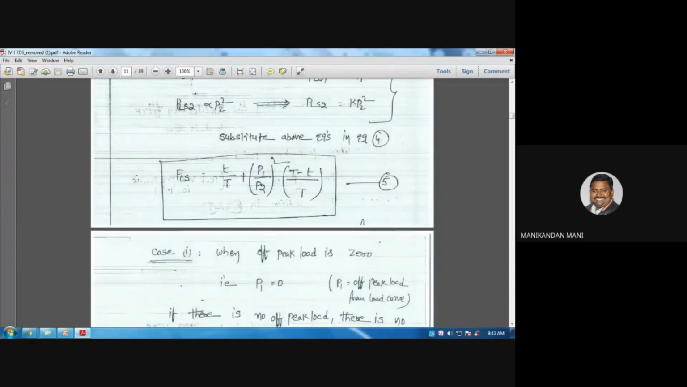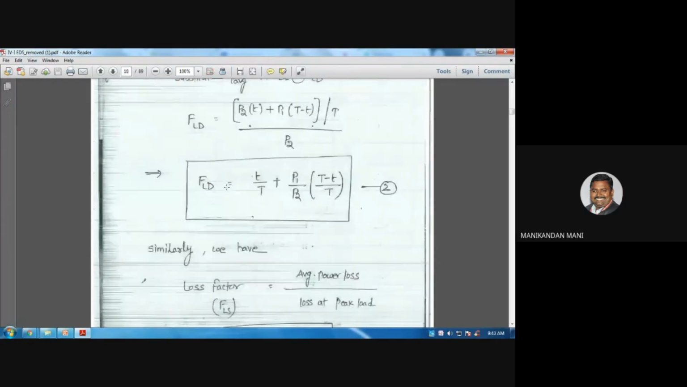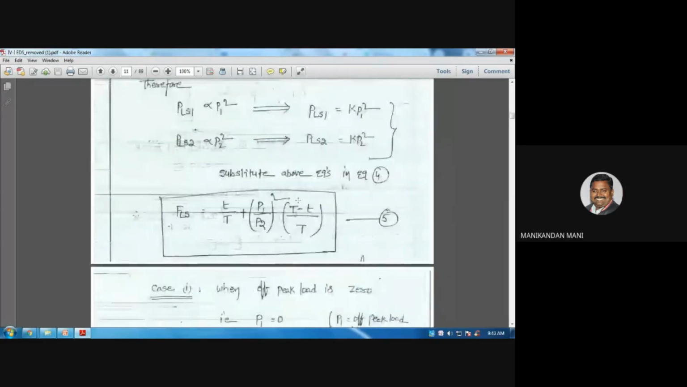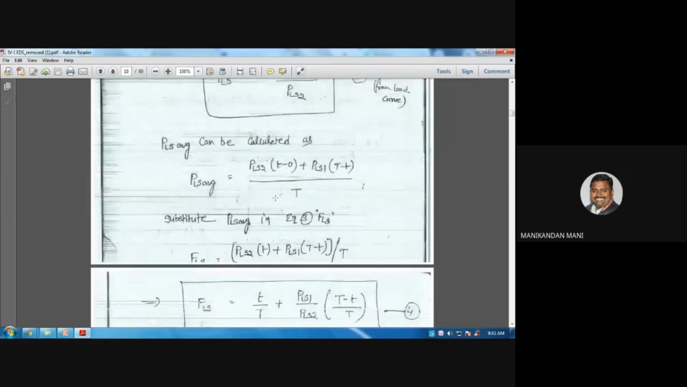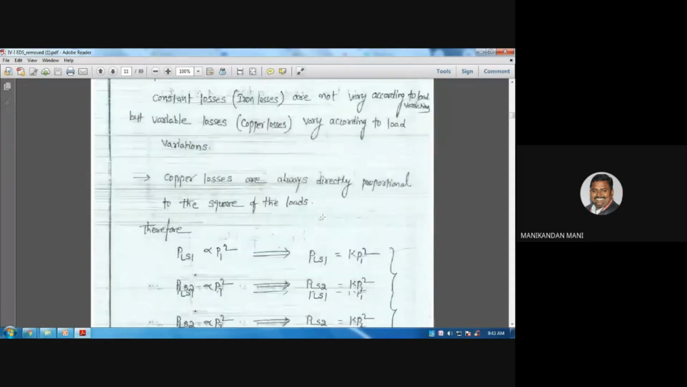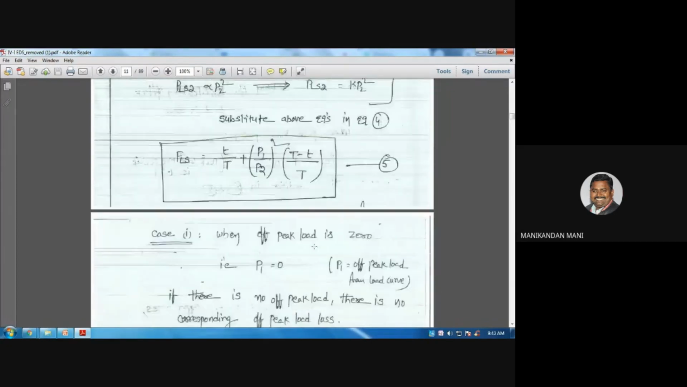FLS, that is loss factor, is equal to T divided by capital T. Okay. So load factor FLD is equal to T divided by capital T. Next, plus P1 divided by P2. You see the loss factor here, P1 divided by P2 whole square, right? Into here T minus T divided by T. Here also T minus T divided by T.